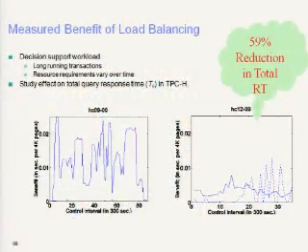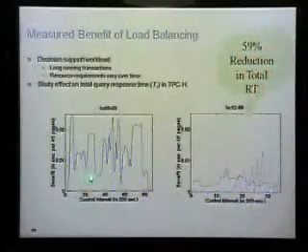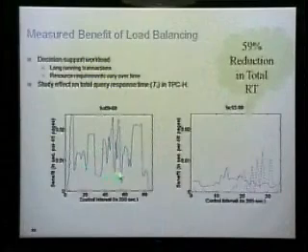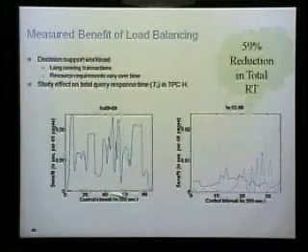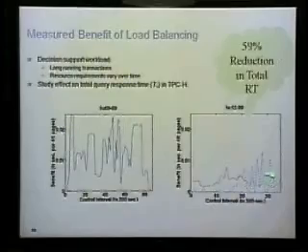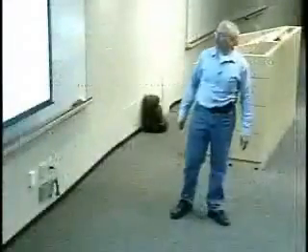Okay, so this was with H, and what you see over here is that we have a case where things are highly unbalanced, so you see long delays on one query and the other one's very short. You balance it, and then the total response times are much better. With this particular extreme case, it was a 59% reduction.